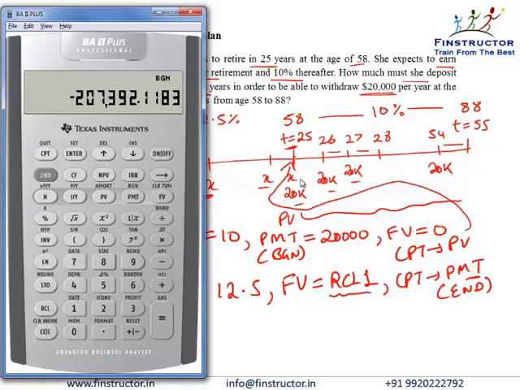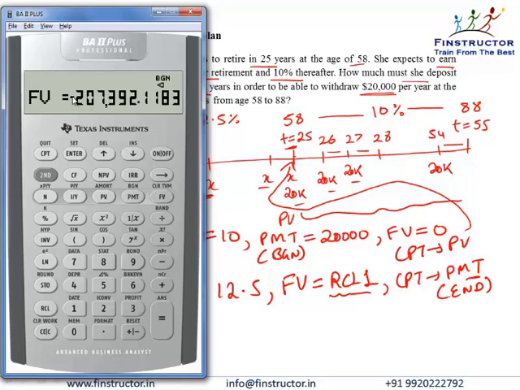So let's do it. 25 is our N now because we're saving for 25 years. 12.5 is the interest rate per period. We don't have anything to begin with, so the present value is 0. So she has no savings right now. She's going to start saving to accumulate a total value of $207,000 in the future. So we'll recall 1. Please note it comes out to be 207,392.1183 and press the button FV.